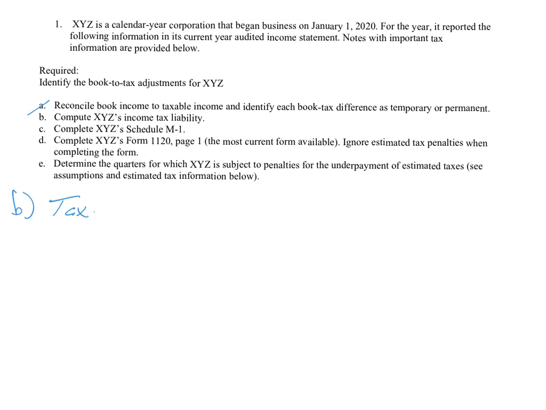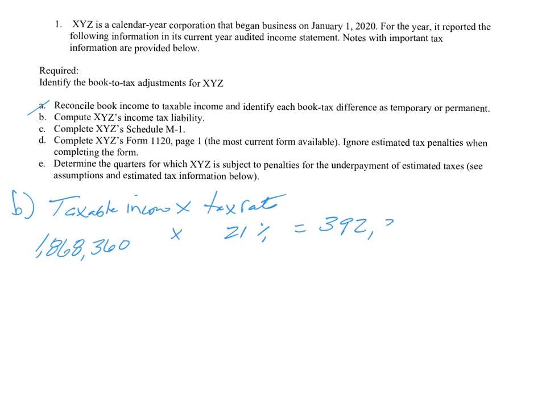So, times our tax rate. And we know our tax rate now at the corporate level is 21%. And if we look back to part A, our bottom line taxable income, and so what that gives us then for a tax liability is $392,356. Okay?